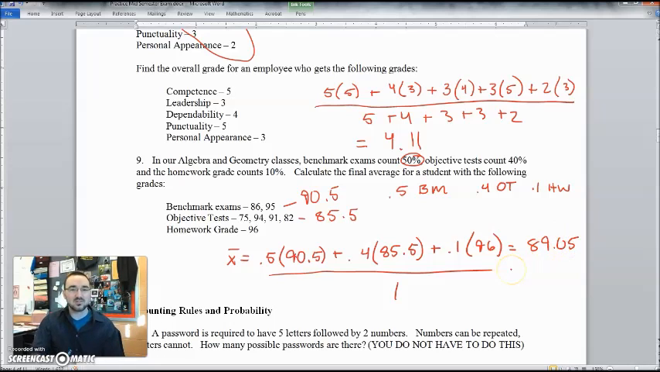So that's our weighted averages. That's how you do it. Two different types of weighted average problems. Good luck and have fun.